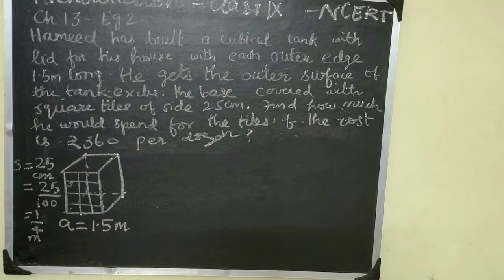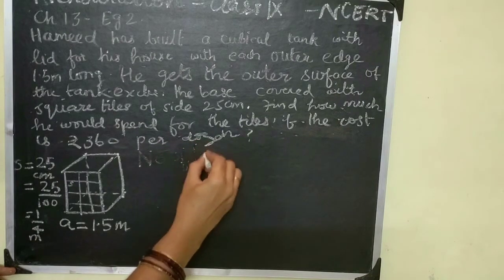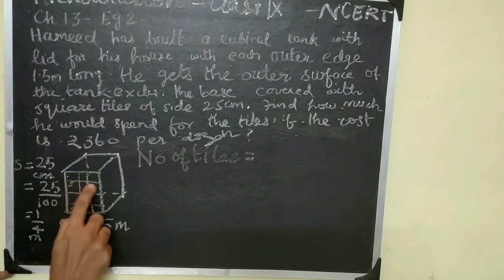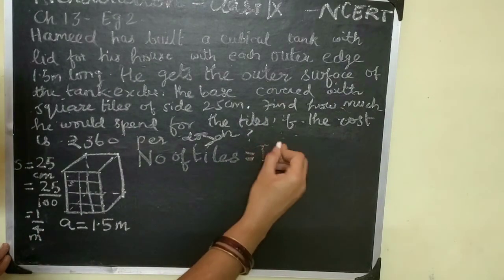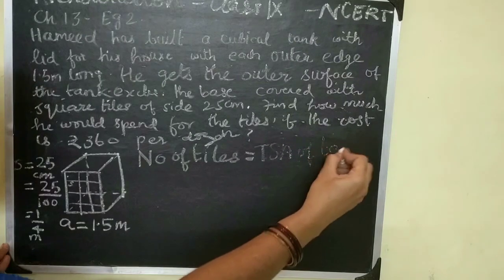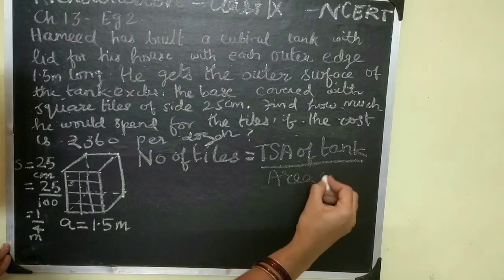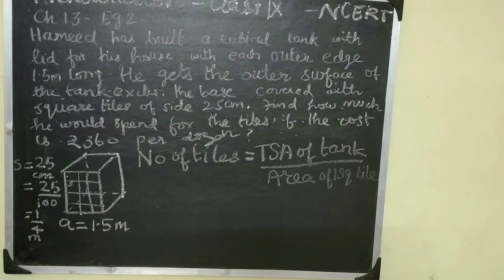Next, find how much would he spend for the tiles. So now they are asking how much would he spend for the tiles. So basically we need the number of the tiles which you are going to use. So what is the number of tiles? If you see this surface, how many tiles are stuck depends on what area it is covering and also the area of the single square tile. So it will be the TSA of the tank by the area of 1 square tile. So for the number of tiles, we need to find the TSA and also the area of 1 square tile. We'll first finish off the sum as such.